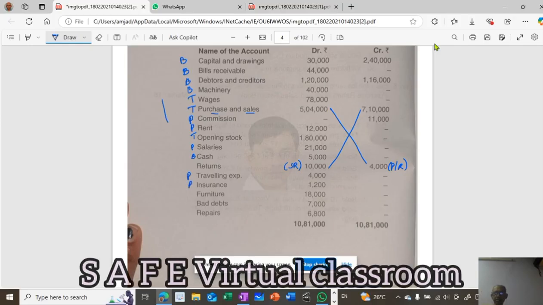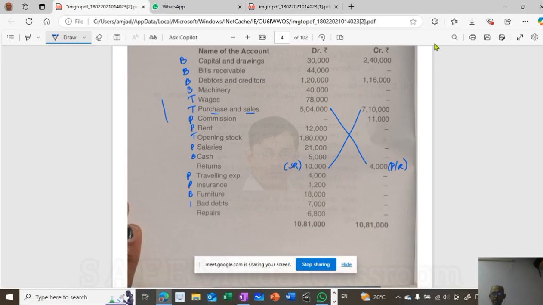Furniture. Furniture is an asset, balance sheet. Bad debts. Bad debts will go into profit and loss. So, repairs. Repairs is an expense, so it'll go into profit and loss.